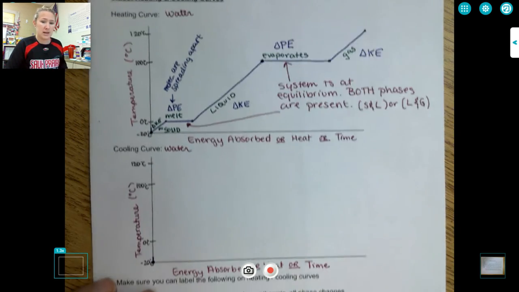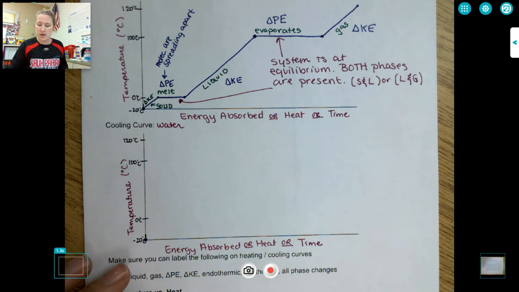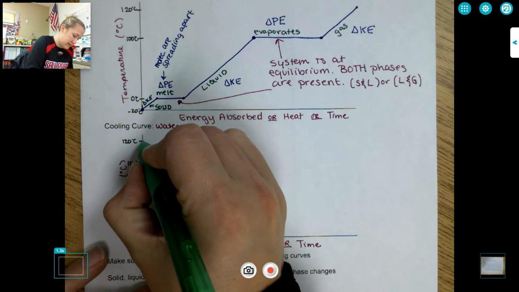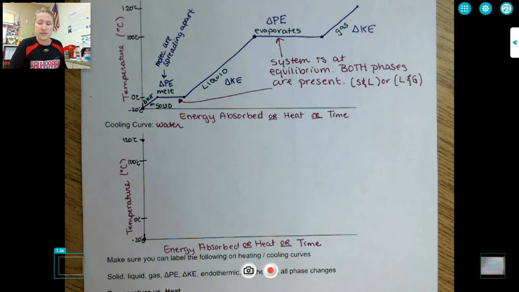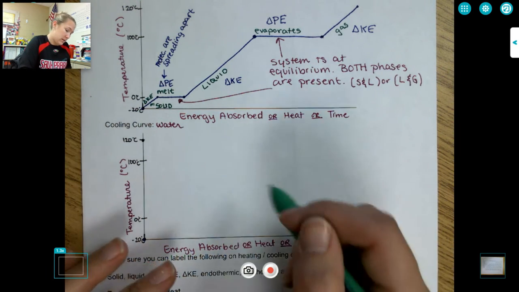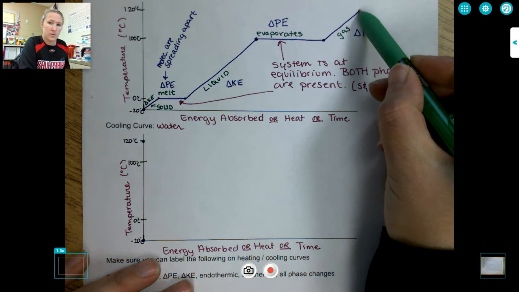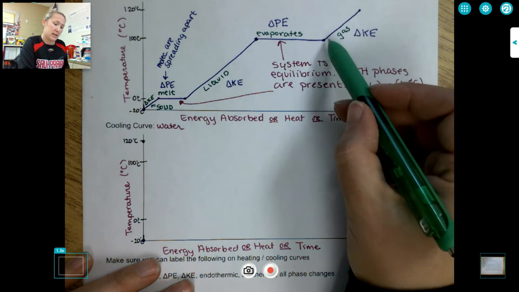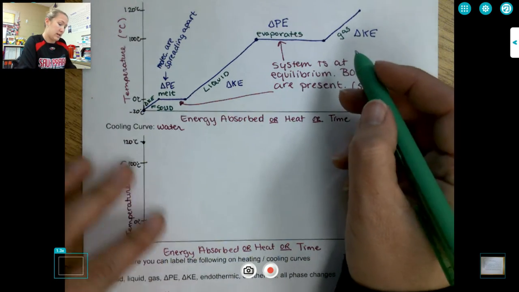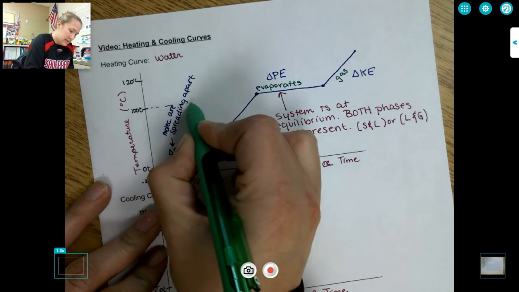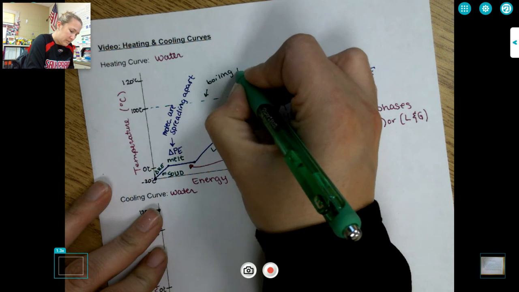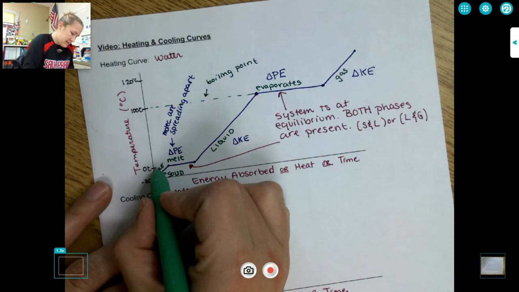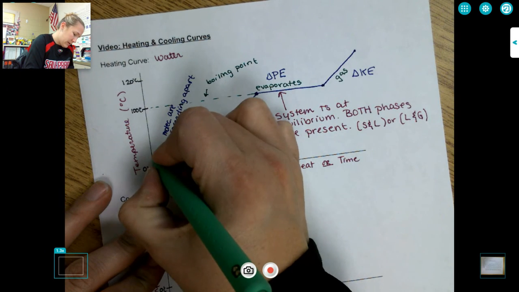We can do the same thing as a cooling curve, except it's going to go in the opposite direction. So in this case, I'm going to start at 120 degrees Celsius, and I'm going to cool my water down to negative 20. At 120 degrees Celsius, I start at a gas. We know that gases are going to decrease in temperature until it gets to 100 degrees Celsius. Oh, and I should add that this is the boiling point, and this is the melting point.